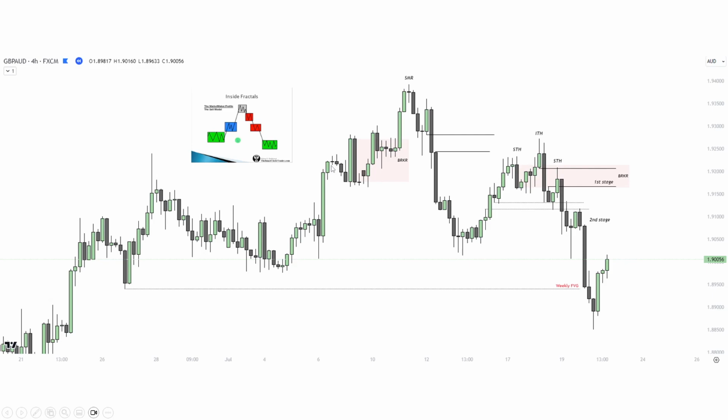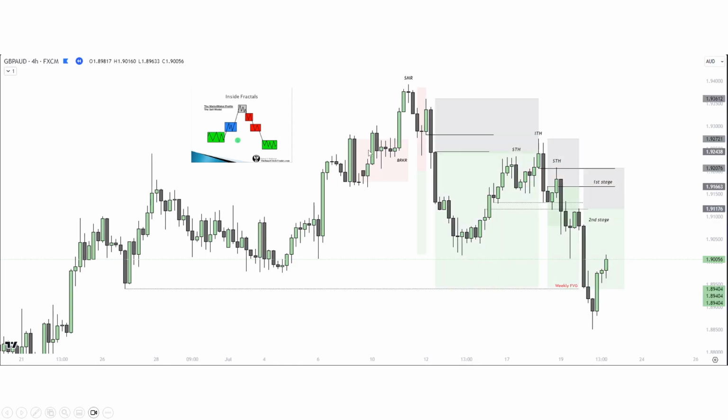Here's another picture of the breaker right there. So this bigger breaker, this smaller breaker is within this bigger breaker, which is perfect. And these are the entries you could have gotten. You just have your entry here at the premium of the dealing range.